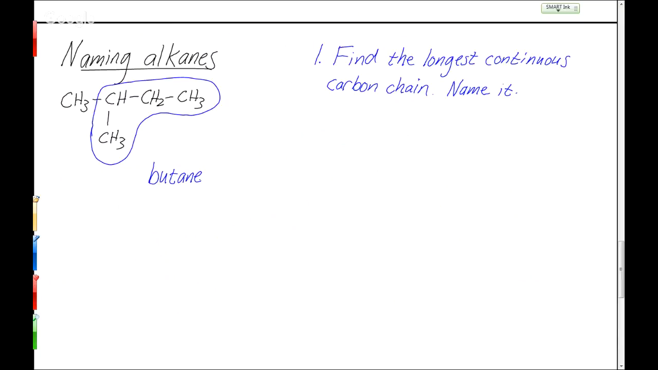Okay, so we got butane. But we can't just call this molecule butane because that's a different molecule. And we haven't accounted for one of those carbons. So we're going to do 2 more things to try to complete this name. The second step is we're going to number the carbons in the main chain, that's the chain that we found from part 1.